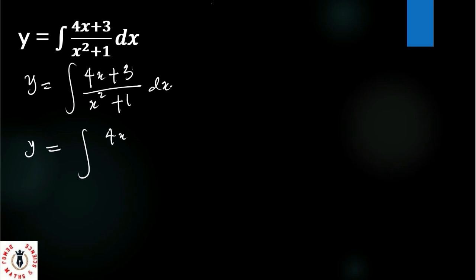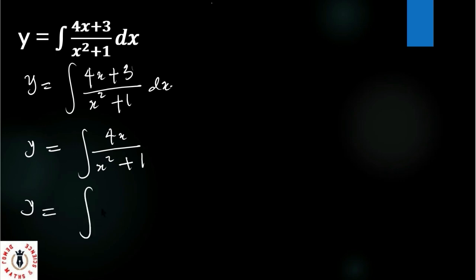Now our question wants us to integrate 4x plus 3 over x squared plus 1 with respect to dx. If you look at this question closely, you'll see that it would have been easier if it had been the integral of probably 4x over x squared plus 1. But now we also have the 3. So what we'll do is first break down the equation itself into its various parts.